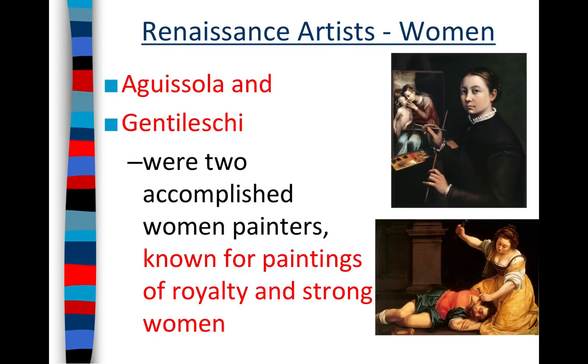In general, Renaissance society restricted women's roles. However, a few Italian women became notable painters. Anguissola was the first woman artist to gain an international reputation. She is known for her portraits of her sisters and of prominent people such as King Philip II of Spain. Jane Teleski was another accomplished artist. She trained with her painter father and helped with his work. In her own paintings, she painted pictures of strong, heroic women. So both were accomplished women painters, and they were also known for paintings of royalty and strong women.